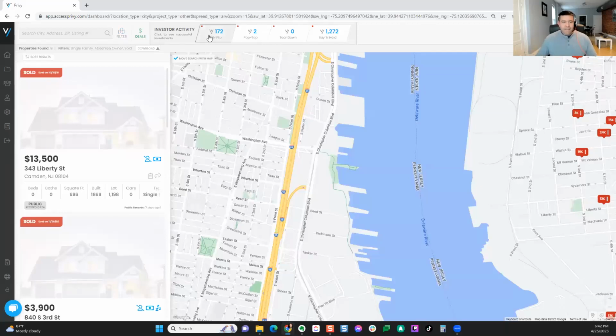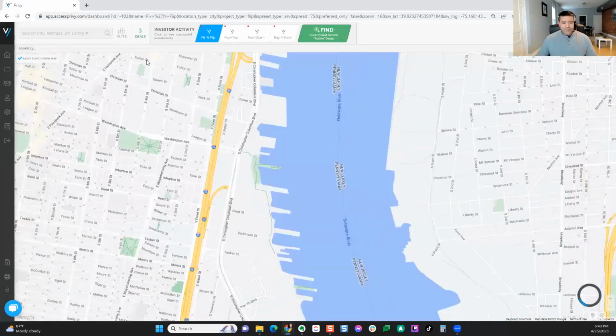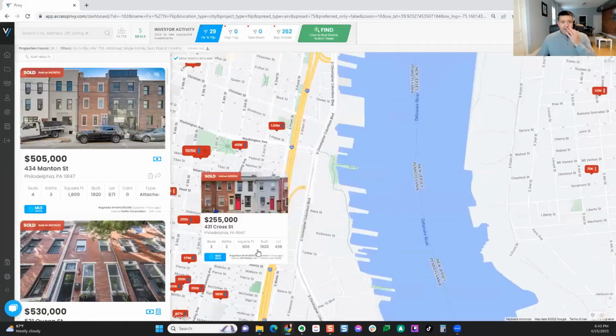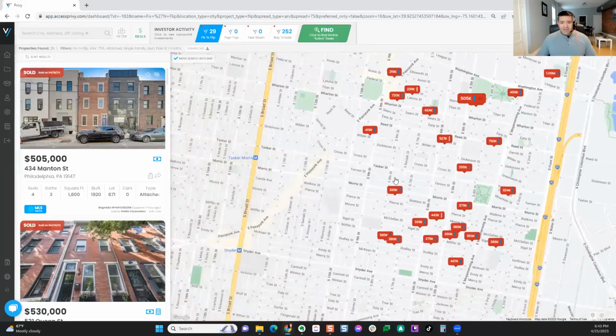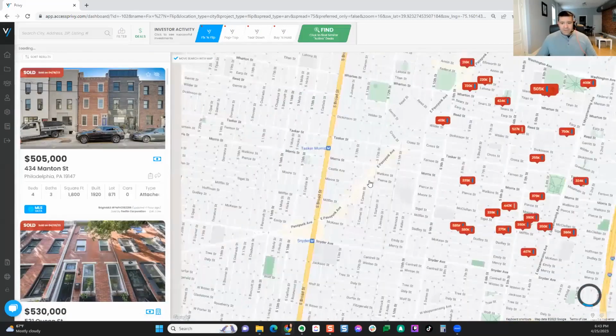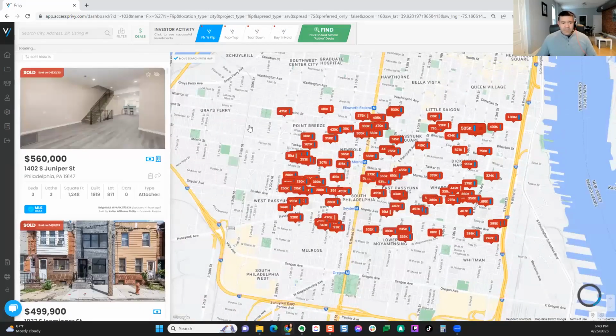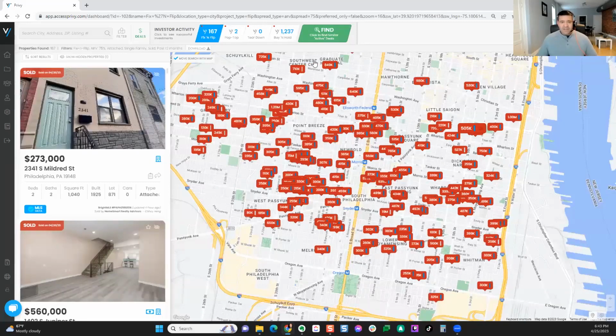Okay, so let's go back here, and I want to show you the next step on how simple it can be to find on-market deals. So let me zoom out a little bit. So here are those areas. Now we actually have a patent pending on this one, Chris. I think I told you that.